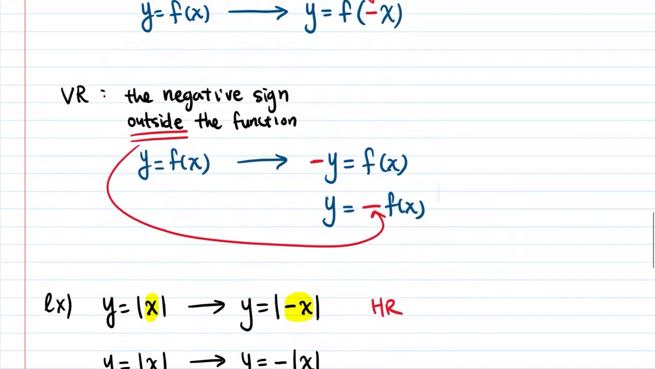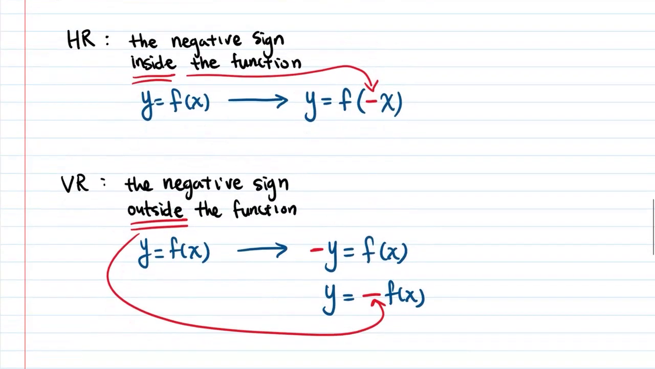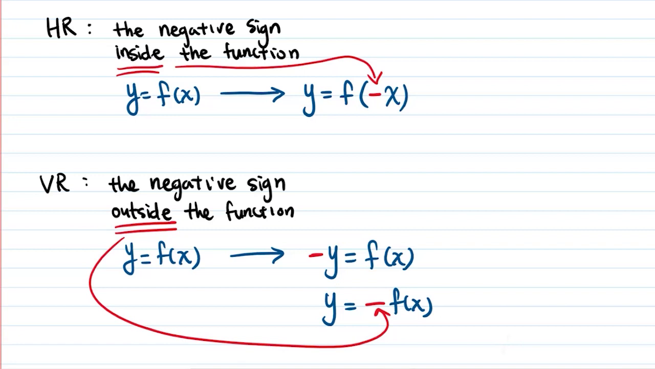Make sure you understand which reflection takes the negative sign, or where the negative sign goes in the function form. A negative sign inside the function is for horizontal reflection, and a negative sign outside the function is for vertical reflection.